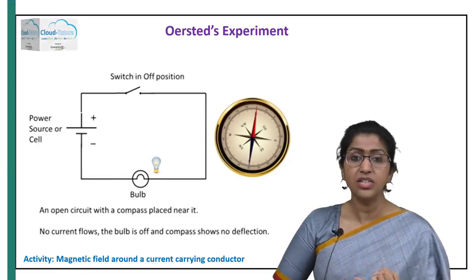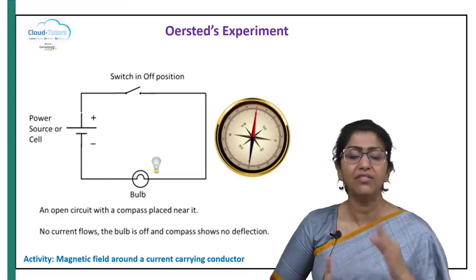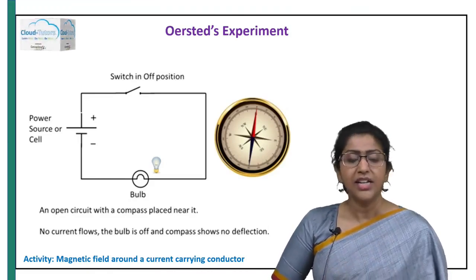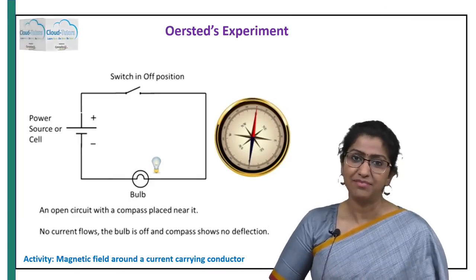These three things, what are those? The cell, the copper wire, and the magnetic compass needle. With these three things, you can actually conduct Oersted's experiment. Alright, so let's look at this small experiment and come back and discuss more on this.